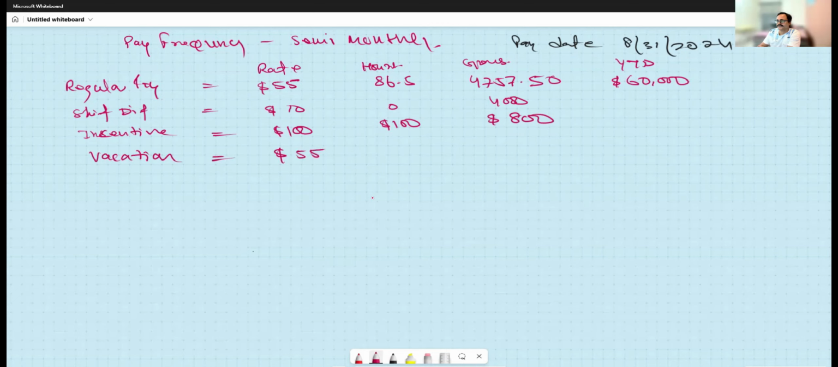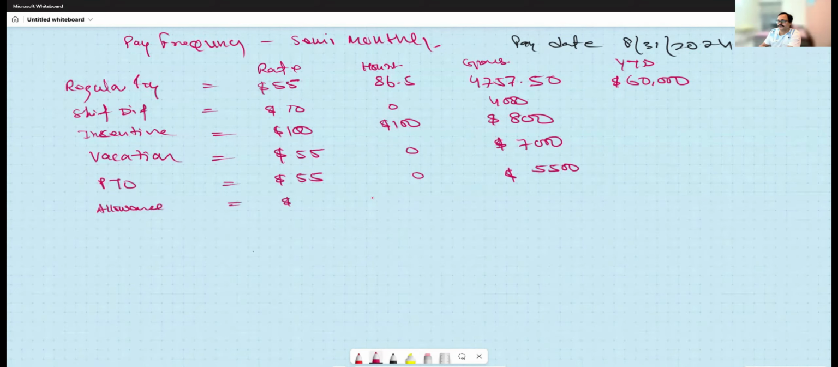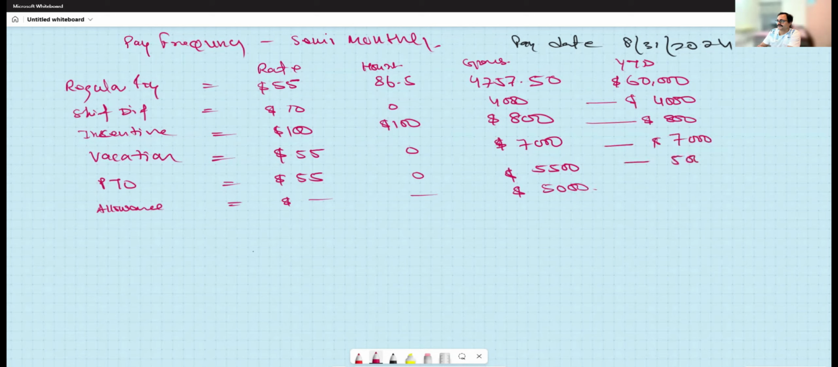Then you have vacation dollar. Rate is 55, 0 this time, and in the past you have $700. Then you have PTO, $55 this time, and in the previous months you have 55. And then you have allowances. Rate is nothing, since you have received almost 5,000 allowance. Now shift gross is 75.